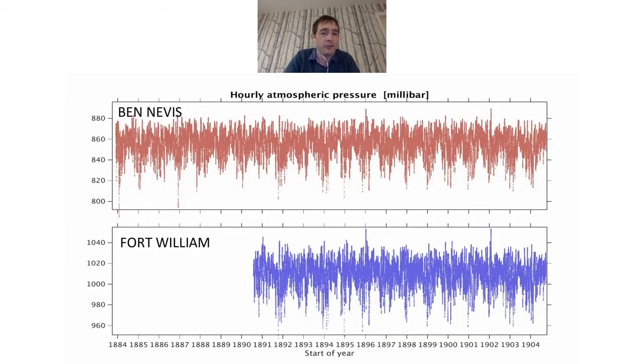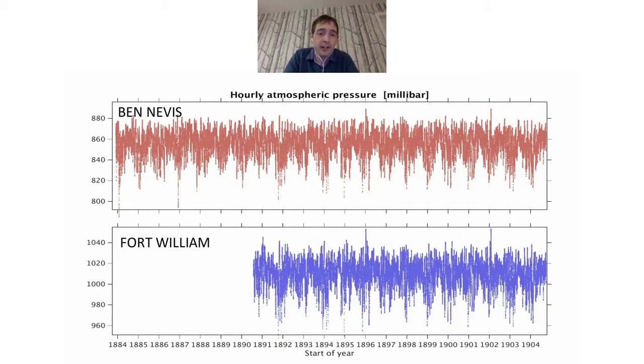And we also have, of course, the atmospheric pressure data that was taken by both observatories in Ben Nevis and Fort William. And so you can see the variation in pressure observed at the summit and at sea level. For example, if you look in 1903, that observation of 810 millibars certainly was nowhere near the lowest that they recorded.